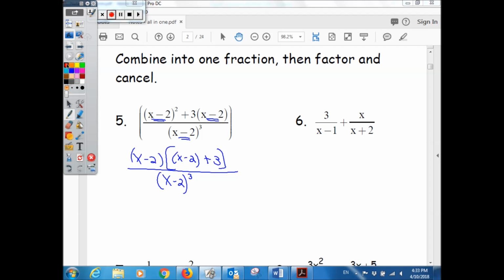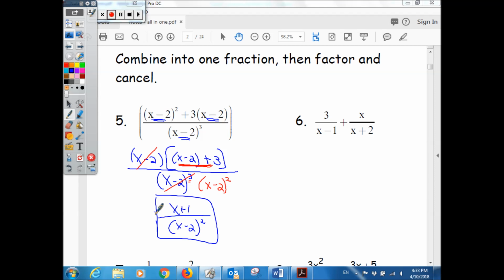So, looking for things to cancel, I've got an x minus 2 in the numerator, and I've got 3 x minus 2's in the denominator. So if I cancel one of them, it leaves me with x minus 2 squared. And then if I simplify this expression here, x minus 2 plus 3, that becomes x plus 1 in the numerator, and then I've got the x minus 2 squared still in the denominator. So look for those common factors that you can factor out, even if they look like expressions and not just numbers.